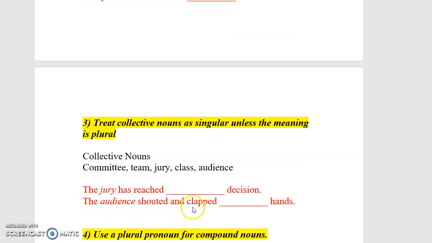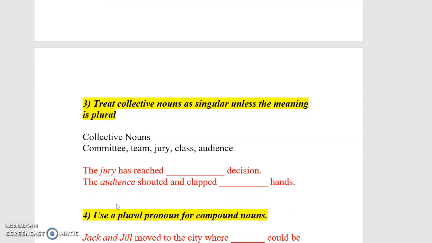Okay, the audience shouted and clapped. Okay, now this one's tricky. The answer would be their hands, not its hands. Okay, treat collective nouns as singular unless the meaning is plural. In this case, the meaning is plural because everyone has 2 hands. So you want to say the audience shouted and clapped their hands.